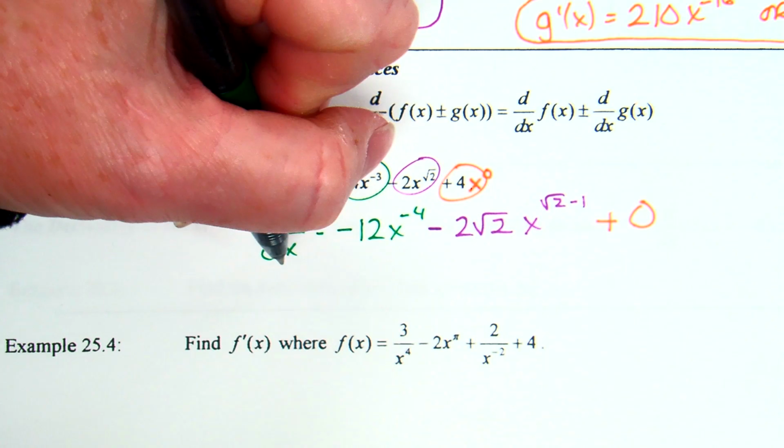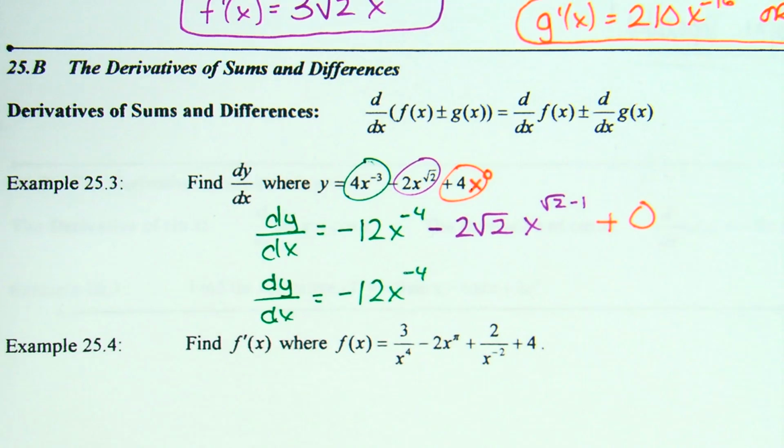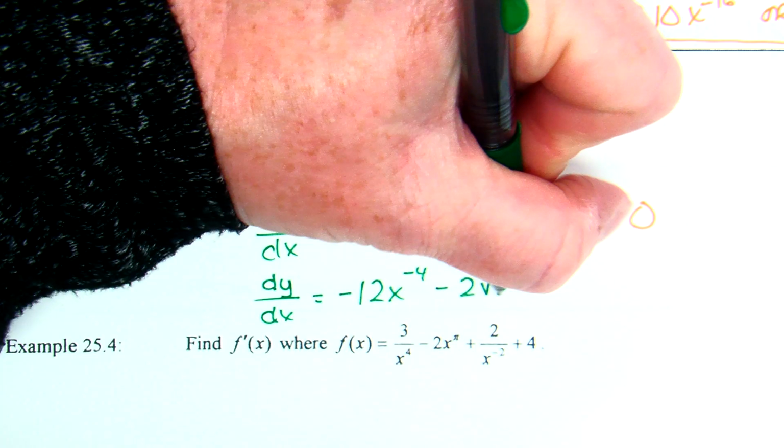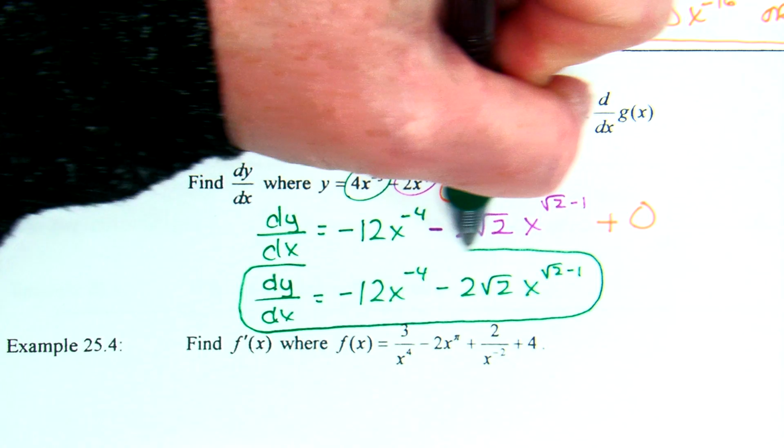Okay, so if I clean this up a little bit, there's not really a whole lot of cleanup I could do. I mean, negative 12x to the negative 4th, you can leave it like that, or you can write it as negative 12 over x to the 4th, minus 2 square root of 2, x to the square root of 2 minus 1. That can't really clean up. The one part I will clean up is I will not write the plus 0.